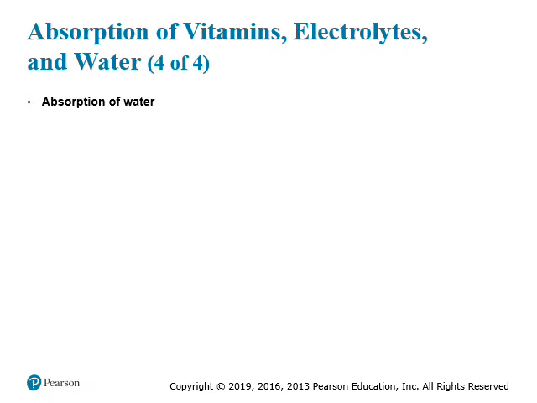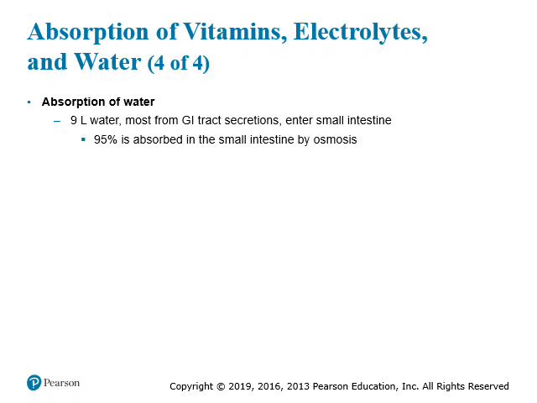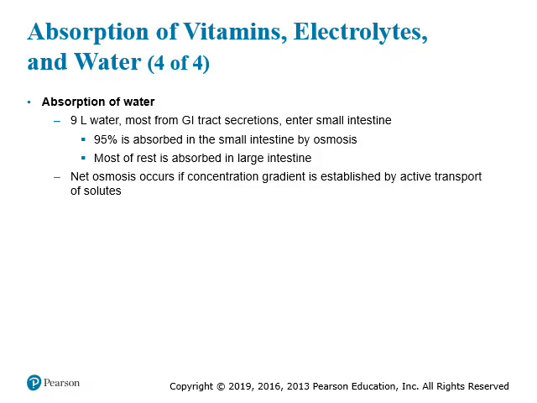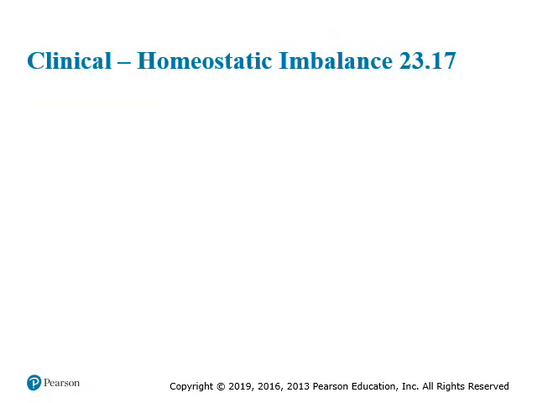So water. How is water absorbed? About 9 liters of water, most from the gastrointestinal tract secretions, would enter the small intestine, 95% of which is absorbed in the small intestine by osmosis, and most of the rest is absorbed in the large intestine. The net osmosis occurs if a concentration gradient is established by active transport of solutes. Water uptake is coupled with solute uptake.